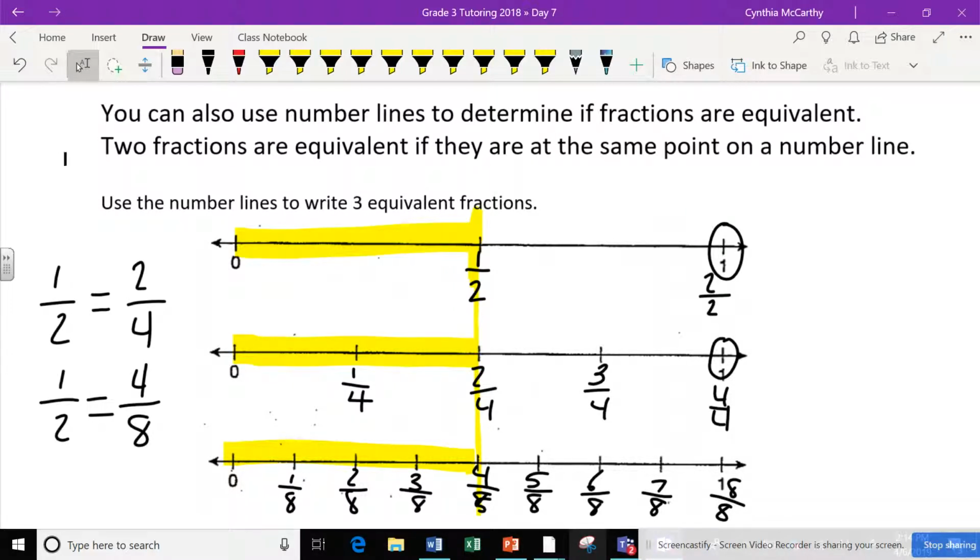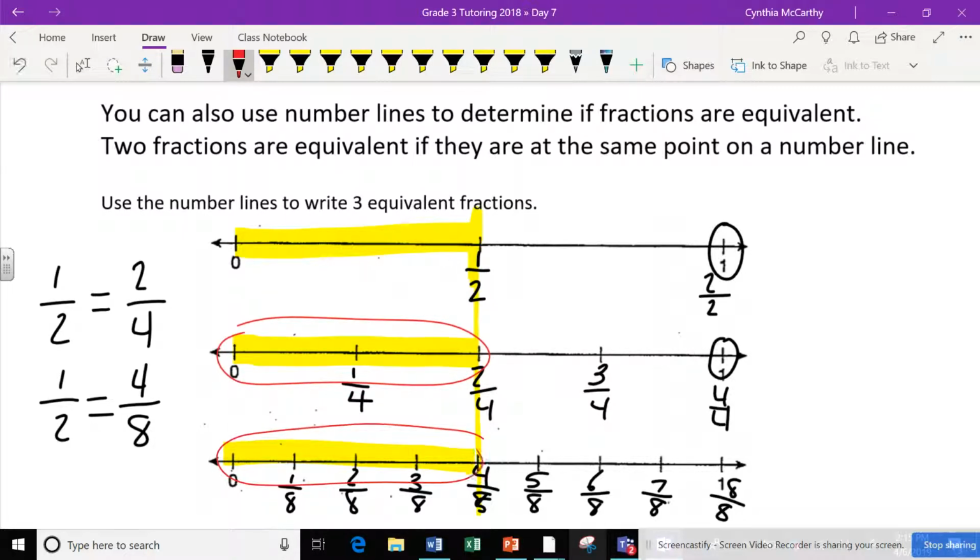I compared 1/2 to each of my numbers. So now I'm going to compare 2/4 with 4/8. On the number line here, you can see that 2/4 is equivalent to or the same as 4/8. So this is what this looks like. I'm going to write it on the right side. 2/4 is equal to or equivalent to 4/8.